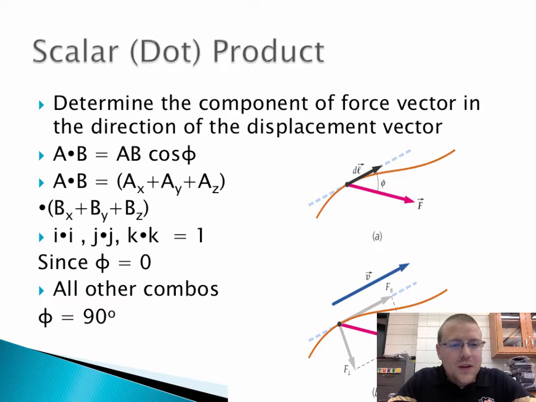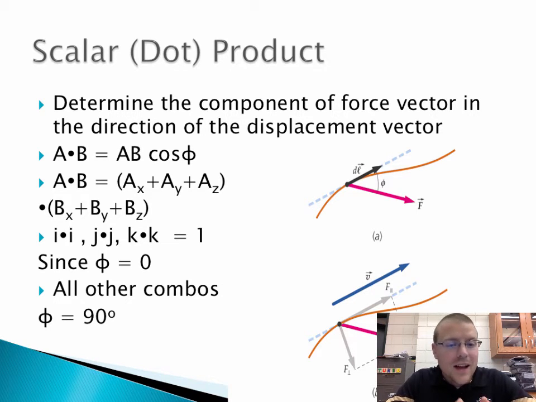So what we can do is we can take A, if it's got x, y, z components, and multiply them by the x, y, z components for vector B. And the nice thing is when you take the dot product of unit vectors, i dot i gives you 1, j dot j gives you 1, and k dot k gives you 1, which means that those three combinations are the only thing you can multiply. You can only multiply Ax by Bx, or Ay by By, or Az by Bz.